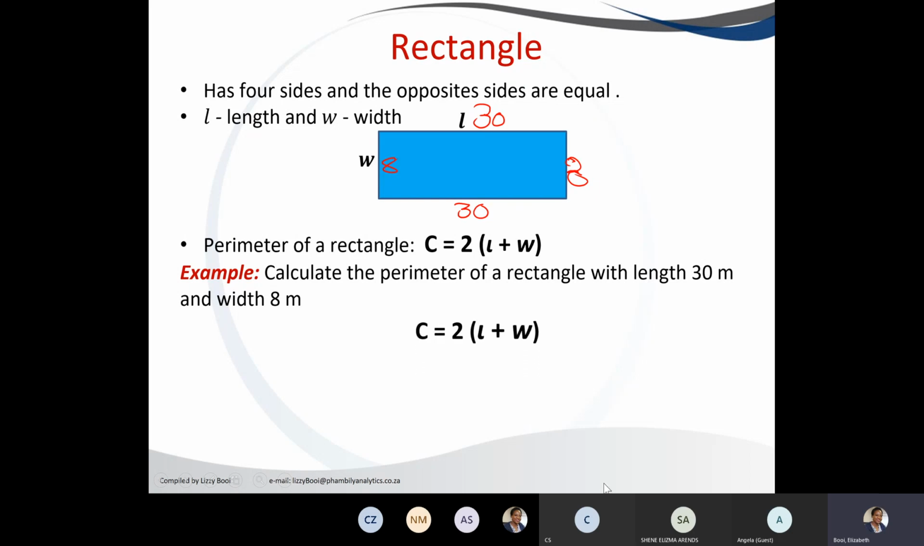So let's see when we use the formula. The circumference is 2 times (L plus W). So we substitute our length of 30 and our width of 8, and we calculate 2 times 38, we get 76, which is the same as 30 plus 30 plus 8 plus 8.